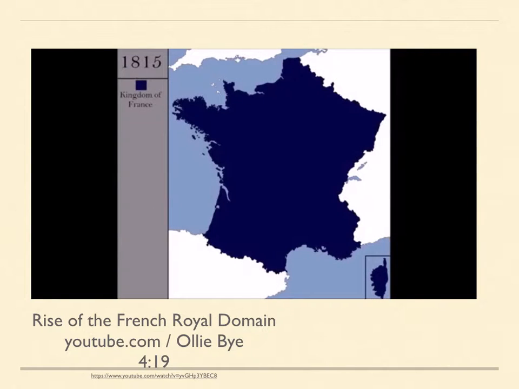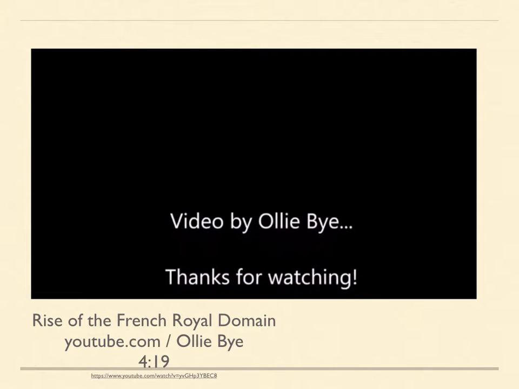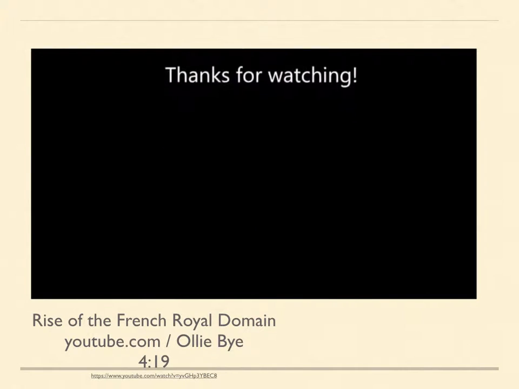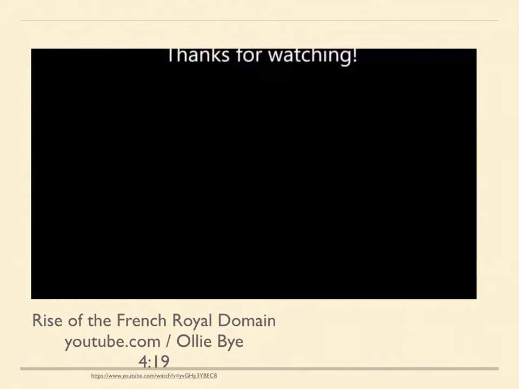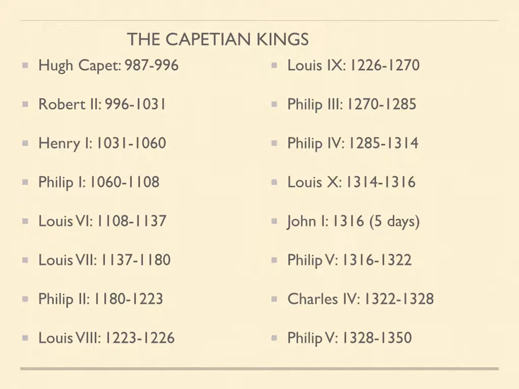Based on the way the Romans actually divided up France. Okay, so let's go to the next slide. And this is just a graphic representation of the Capetian dynasty. So you can kind of see how things evolved. And here is a list of the Capetian kings. So here you have the whole Capetian dynasty.